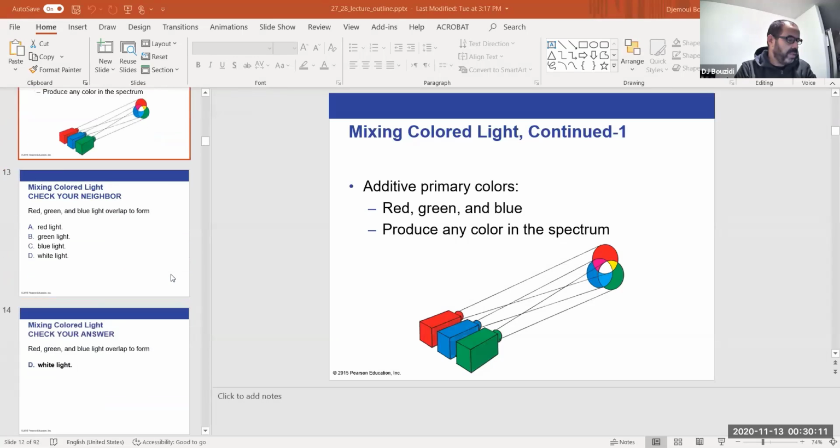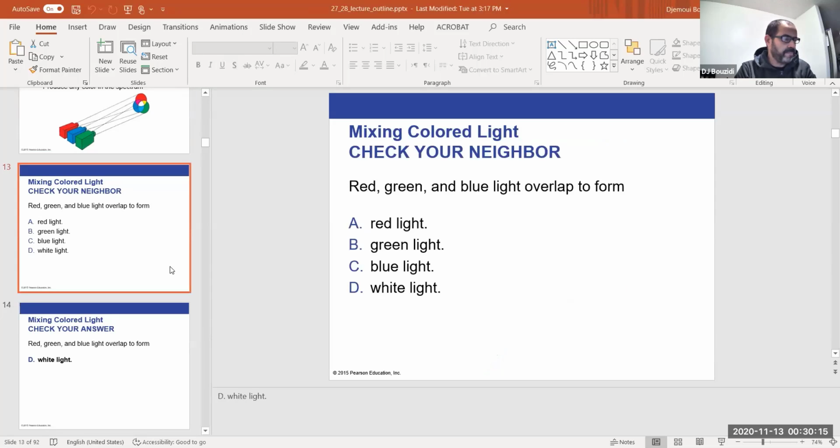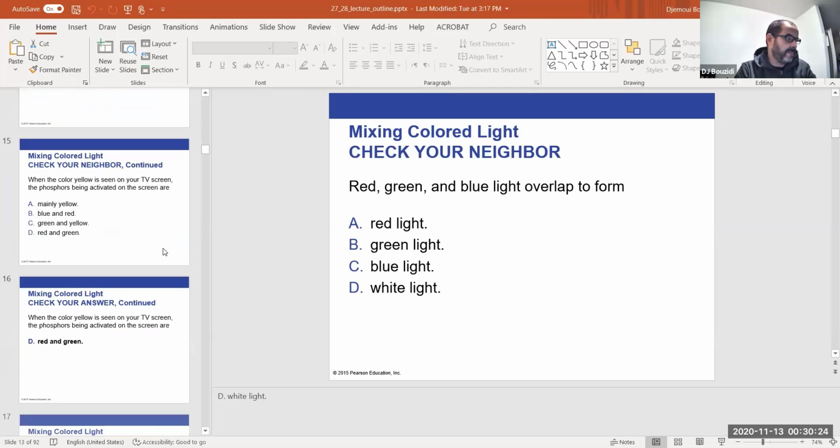So yeah, there is all kinds of things about this one. And again, this is technology. It's not really basic physics, to be honest with you. It's how you mix these things and perceive the different colors. So red, green, and blue light overlap to form, in this case, the white light. We can clearly see that.